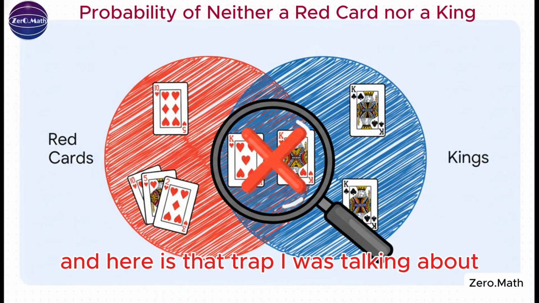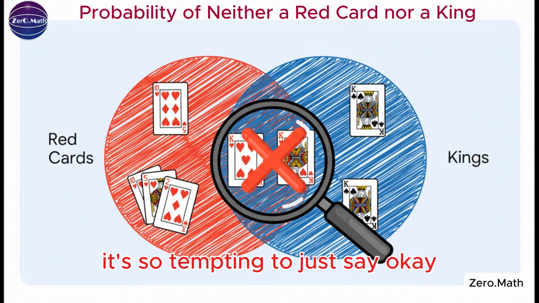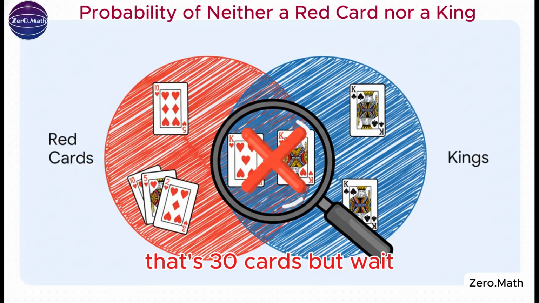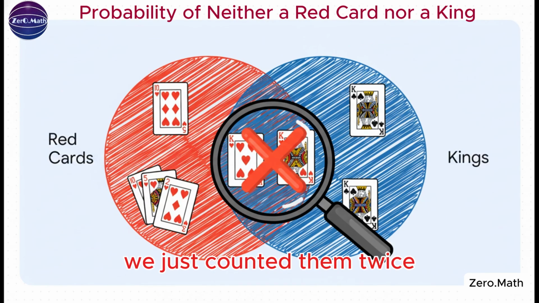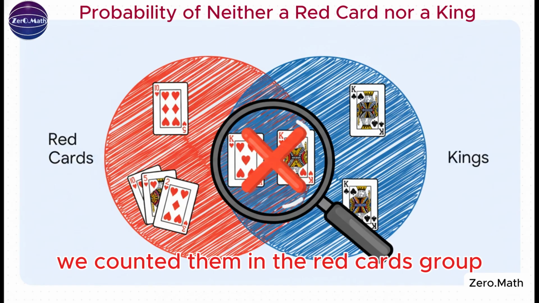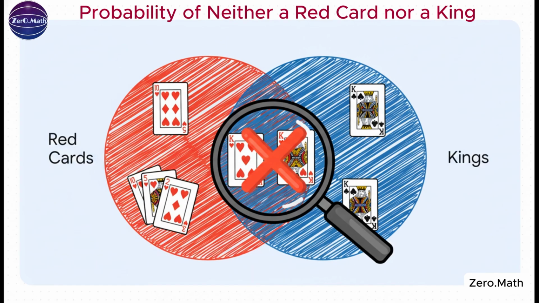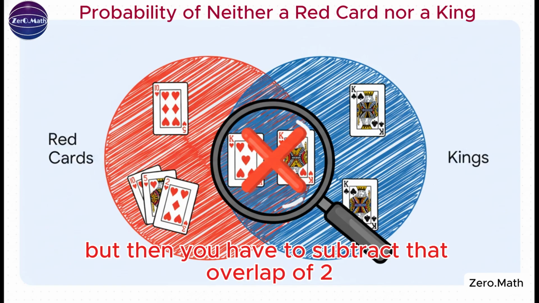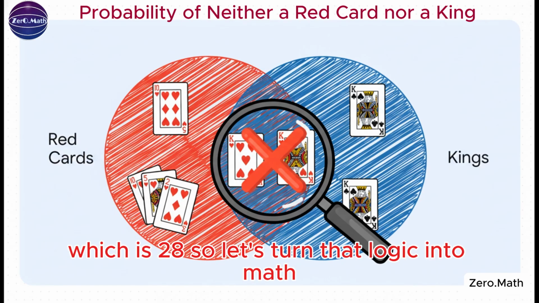And here is that trap I was talking about. This is the #1 mistake. It's so tempting to just say, okay, 26 red cards plus 4 kings, that's 30 cards. But wait, the king of hearts and the king of diamonds, we just counted them twice. We counted them in the red cards group, and we counted them again in the kings group. The correct way is to add the 26 and the 4, but then you have to subtract that overlap of 2. That gets us to the true number of cards, which is 28.